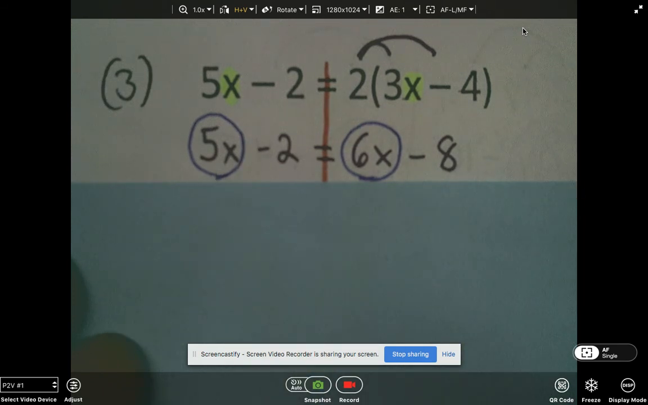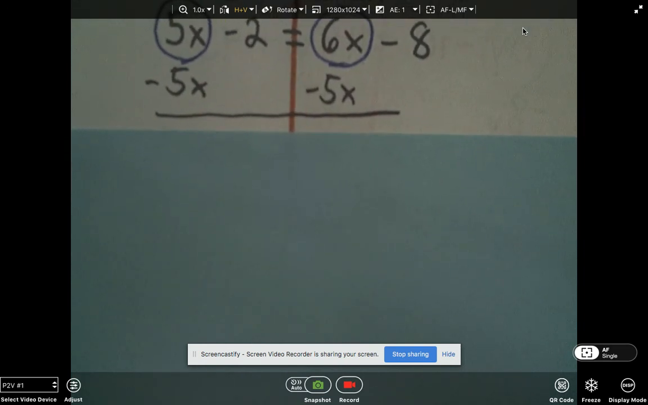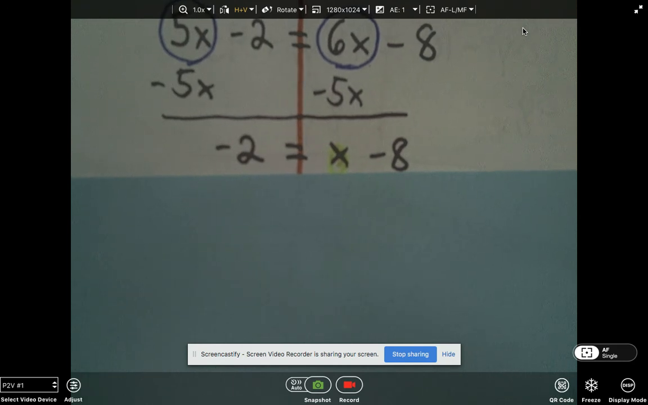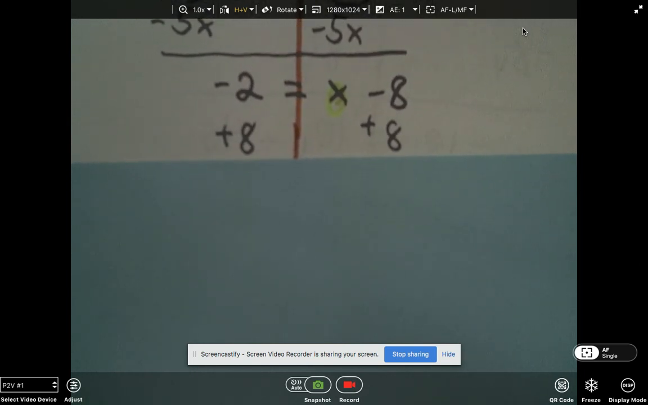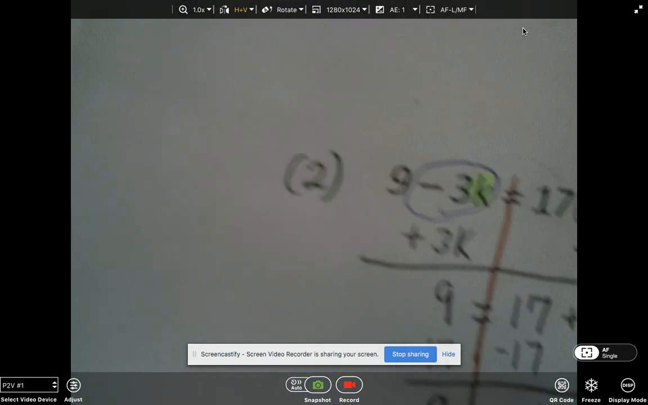The 5x. So what will I do to both sides? Minus 5x. And what am I left with? Negative 2 equals x minus 8. And then what do I do to both sides to solve? Plus 8. And the final answer would be x equals 6. Great, let's turn the page and look at example 4 on page 10.